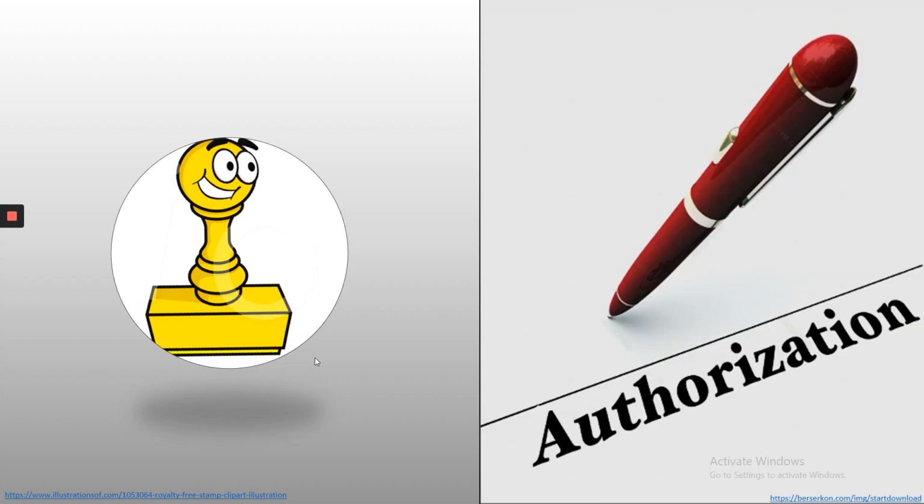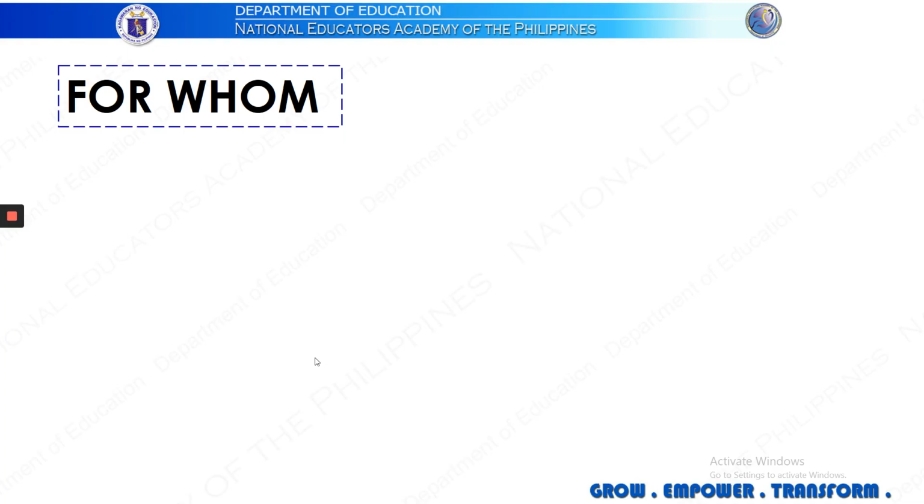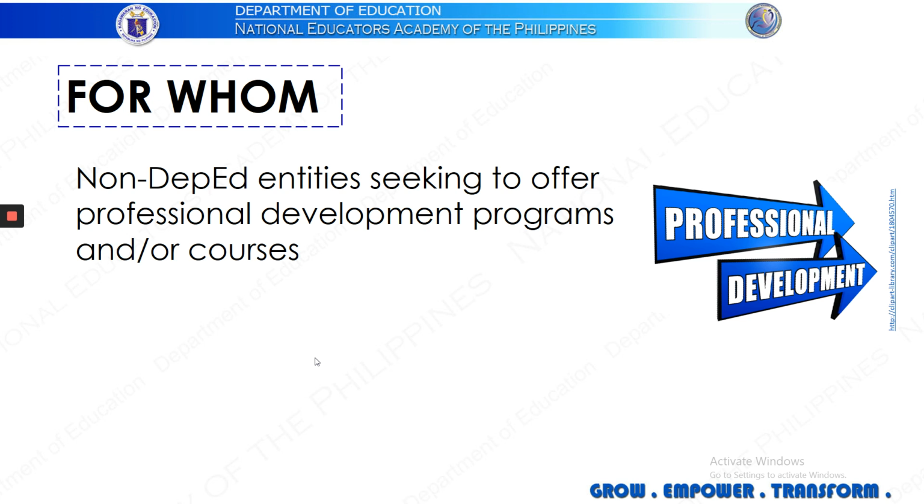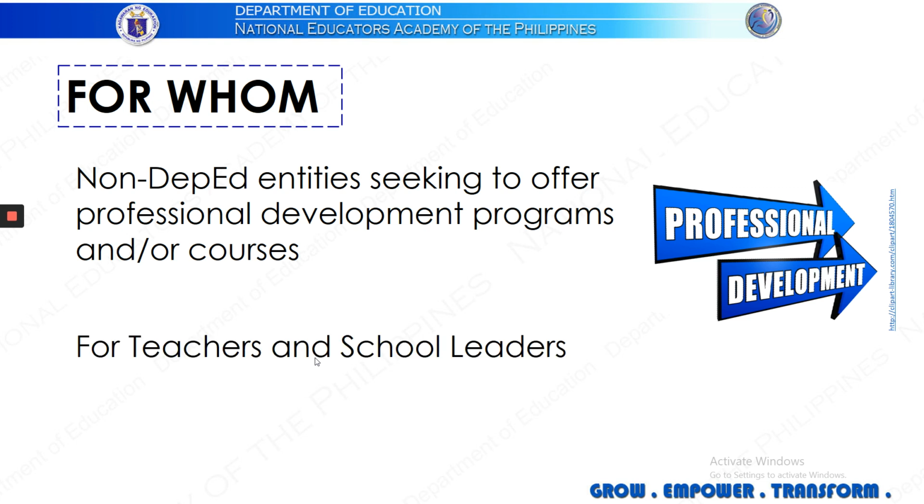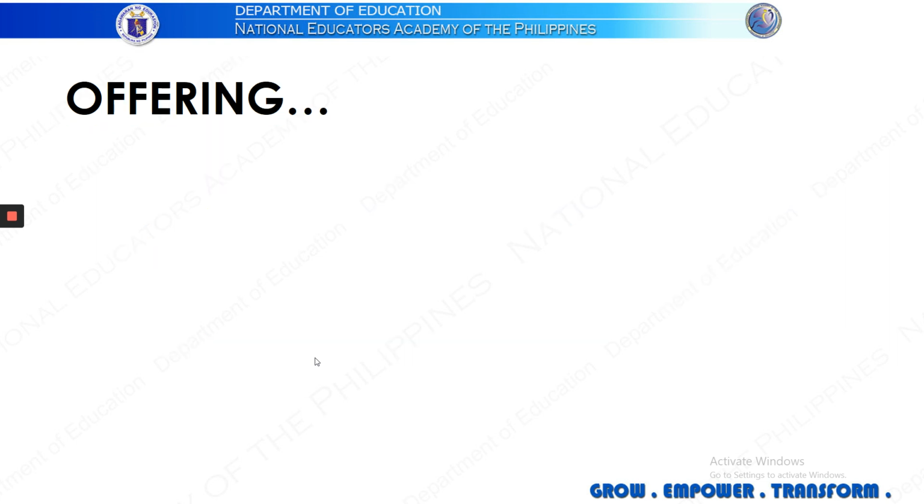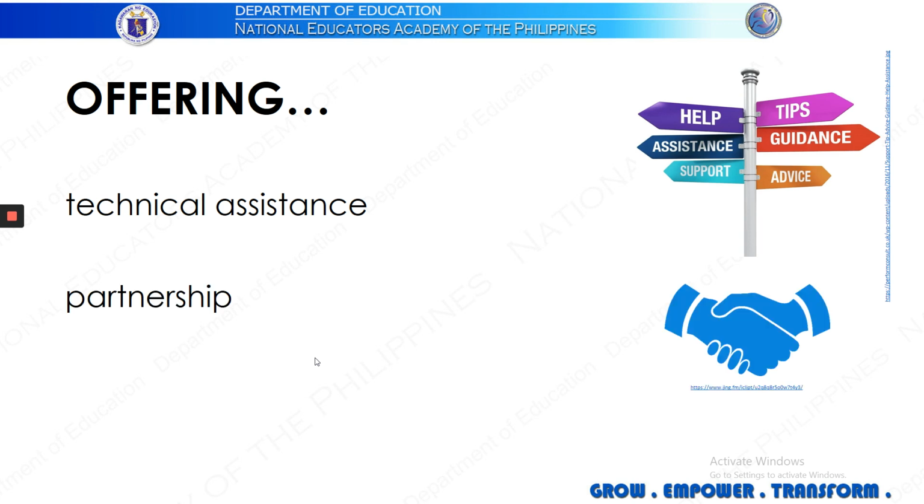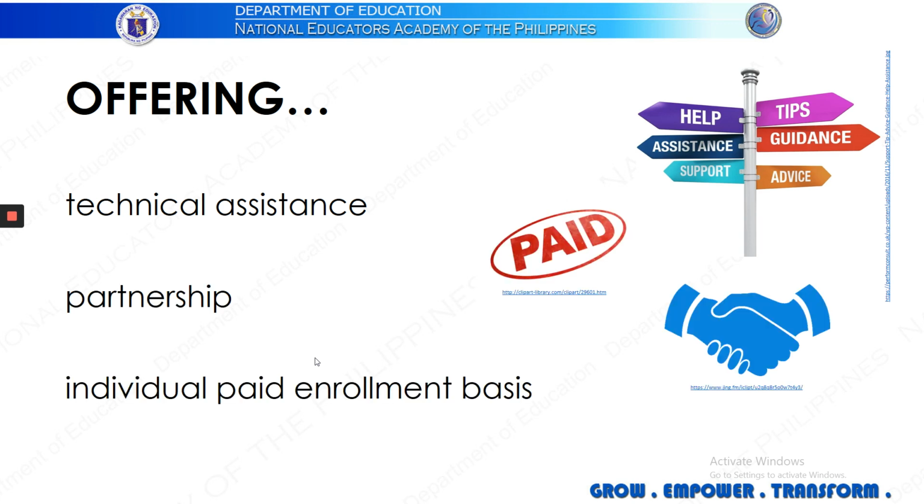So I'll start with the authorization first. So for whom? Who are going to apply for authorization? So as what I have mentioned earlier, these are for external learning service providers. So non-DepEd entities seeking to offer professional development programs and or courses for teachers and school leaders. So if they want to offer technical assistance, partnership, or it could be an individual paid enrollment basis.